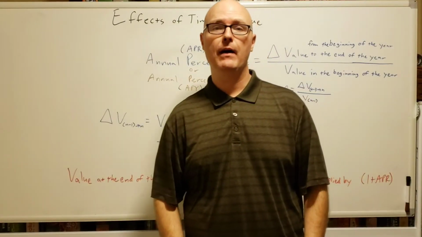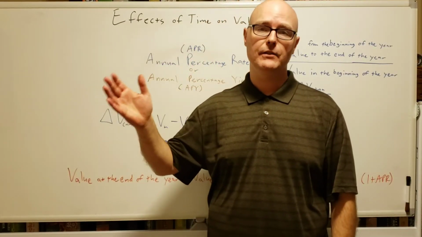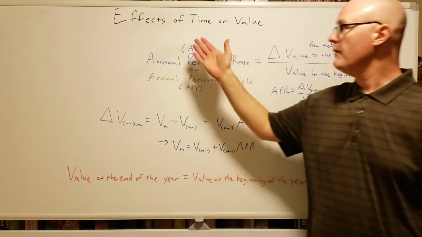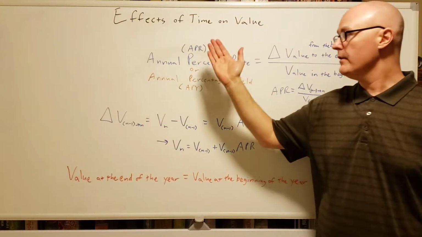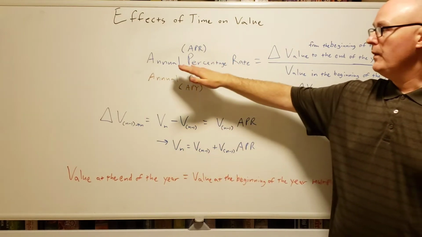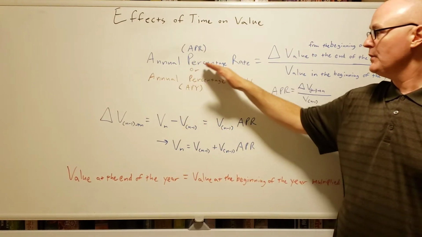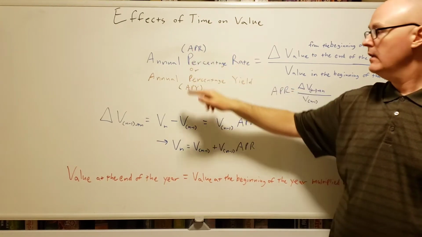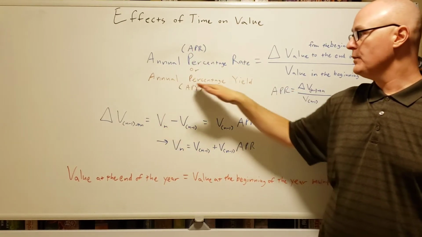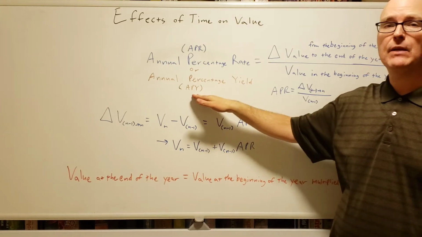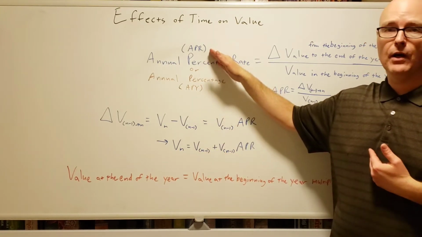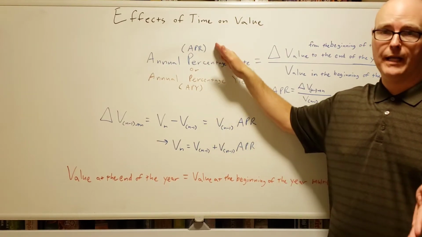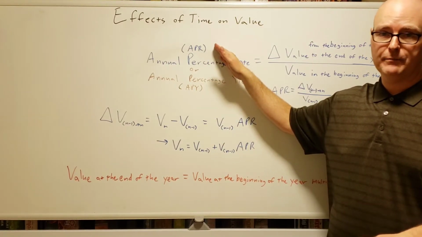Today I'd like to talk to you about how time is going to affect value. So we're looking at the effects of time on value. We have a concept called annual percentage rate, APR, or annual percentage yield, APY. I will be using APR in my examples, but keep in mind that we could use APY or APR in any of this math.